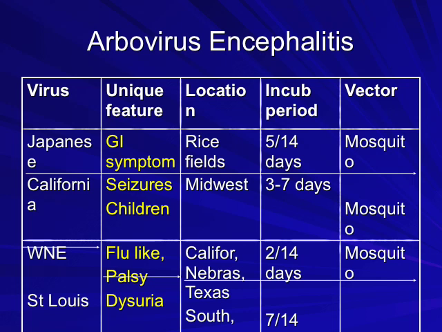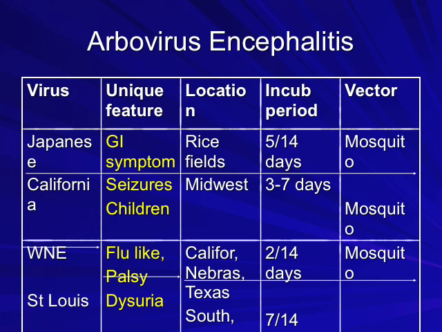So Japanese encephalitis, and I should have included that one also on the previous case scenario. GI symptoms may be the unique feature, and rice fields again. Regarding incubation period, for most of them, if you have an incubation period beyond 2 weeks, it's not likely to be one of these arbovirus encephalitides. Most of them are transmitted by mosquito, and other animals affected may be birds or horses or rodents, depending on which one you're looking at.